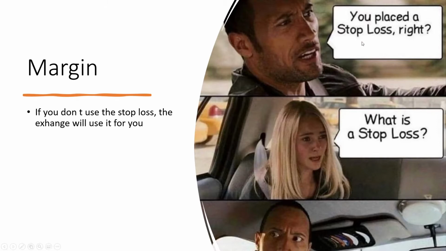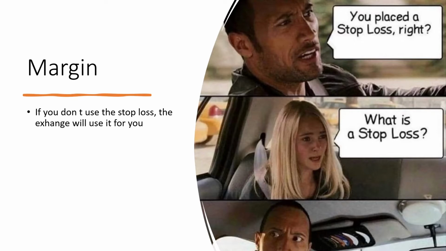The next topic is margin, really important. This is a meme. So you placed a stop loss, right? What is a stop loss? And then he looks very unprepared, because if you don't use the stop loss, the exchange will use it for you. This means liquidation. Let's talk about an extreme. If you have a leverage of 50 and the price goes down 2%, you will lose everything. So this is really bad.